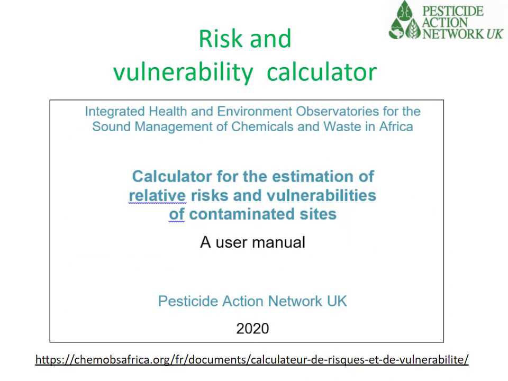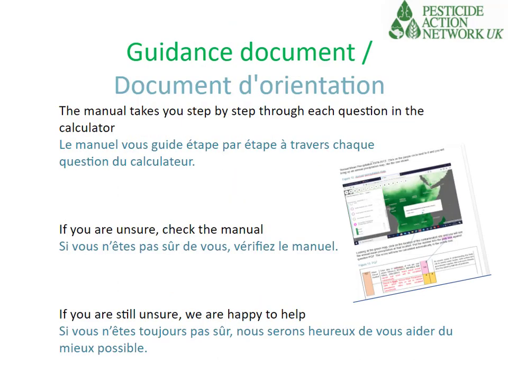To download the calculator, you can go to the website chemopsafrica.org and navigate to the Risk and Vulnerability Calculator webpage. There, you can download the latest version of the calculator and the guidance manual. The manual takes you step by step through each question in the calculator. If you are unsure of the next step while you are using the calculator, check the manual. And if you are still unsure, we are happy to help.